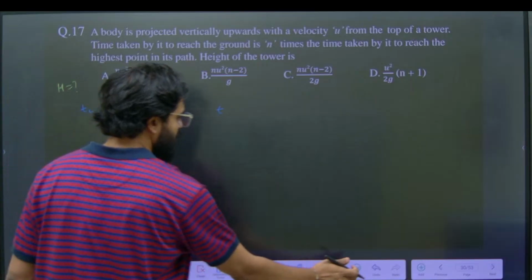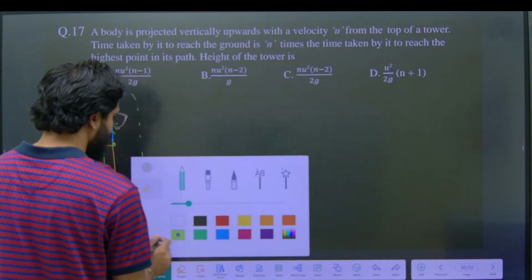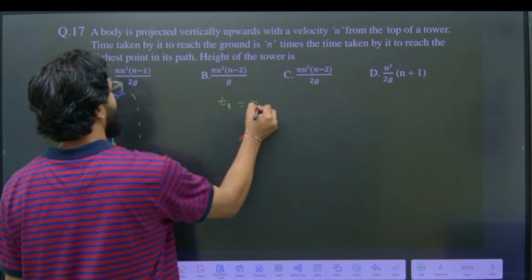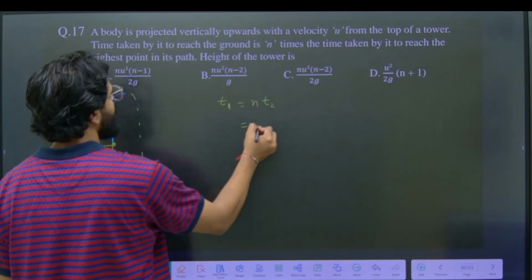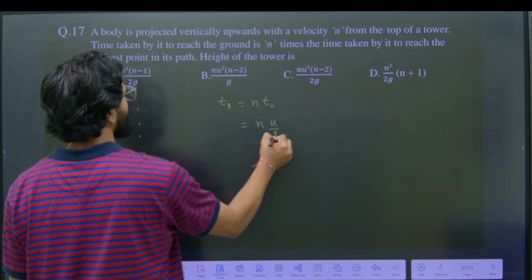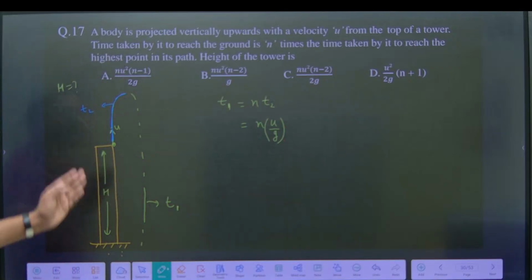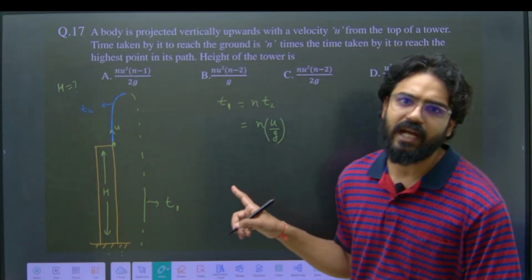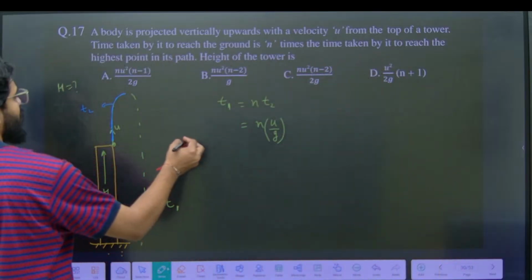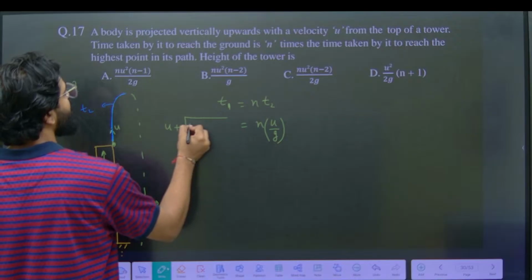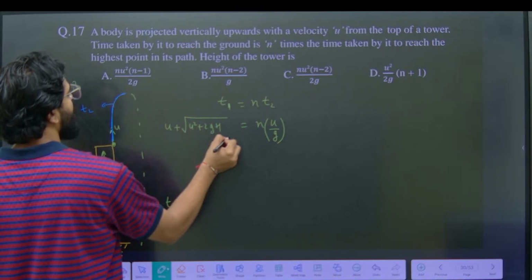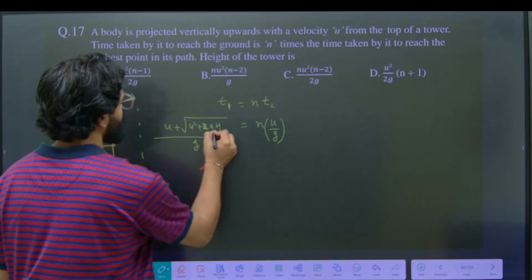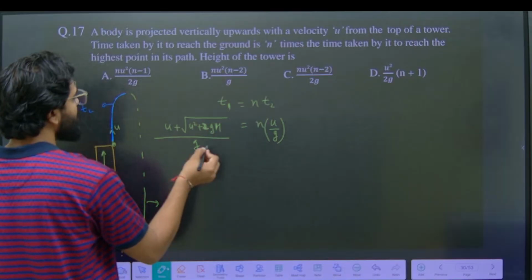So the relation is t1 equals n t2. Now t2 can be written simply as u by g, and what is t1? If you remember, we derived this in our class: t1 equals u plus under root u square plus 2gh, upon g. So please recall this, and from here we have to calculate the value of h. That's it. So let's do it.